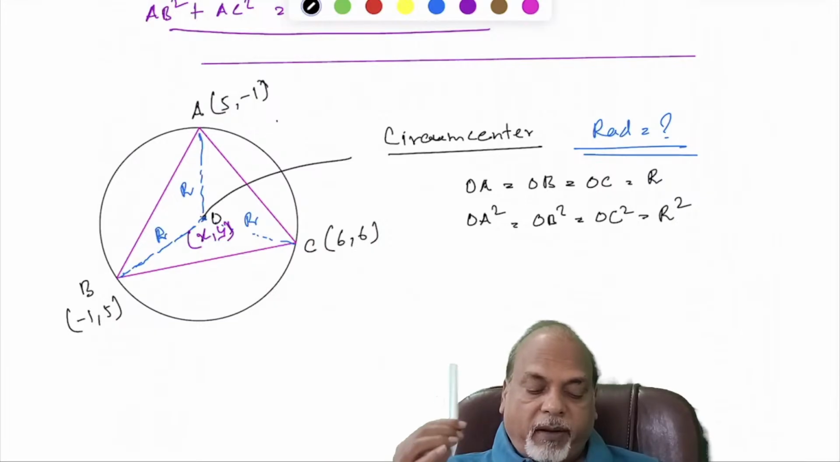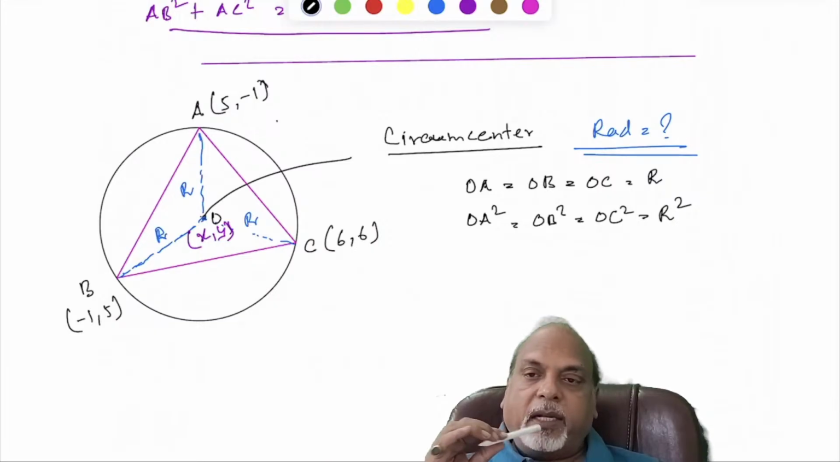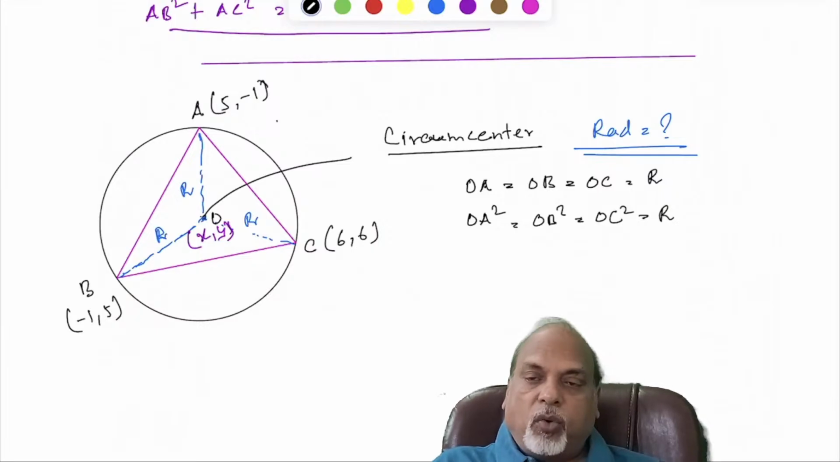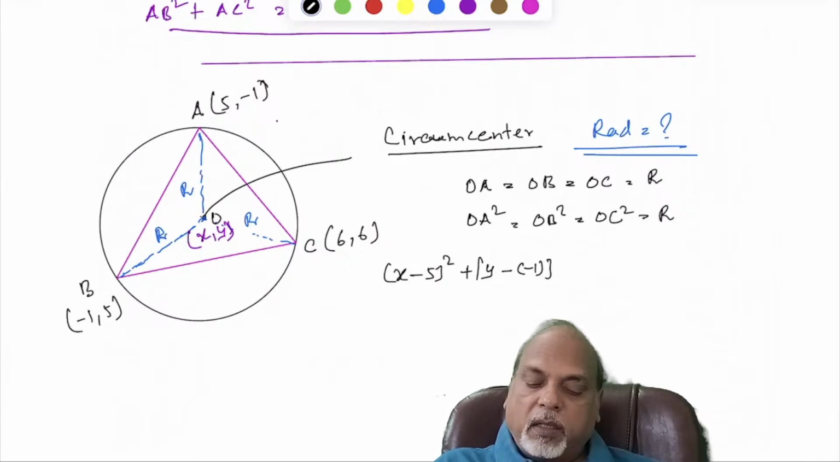What is OA? If you see, because there are 2 points O and A, okay? So what is the distance? OA square is nothing but x minus 5 square plus y minus -1 square. Correct.